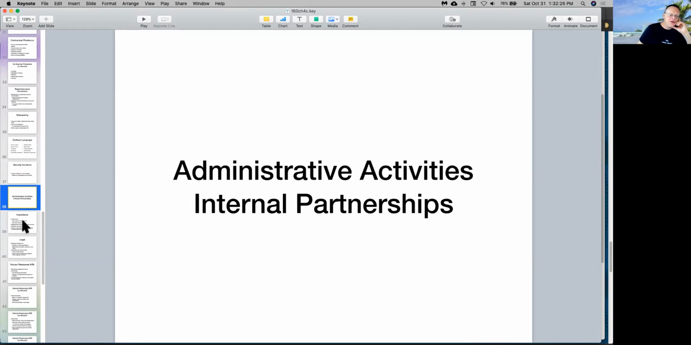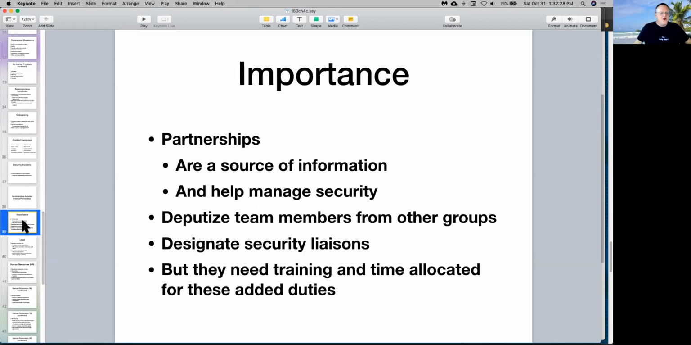And then there are internal partnerships in your company, where you make a deal with other divisions of your own company, so you can deputize team members from other groups to be the security representative there, and then they have a local security representative. This is a really good idea.